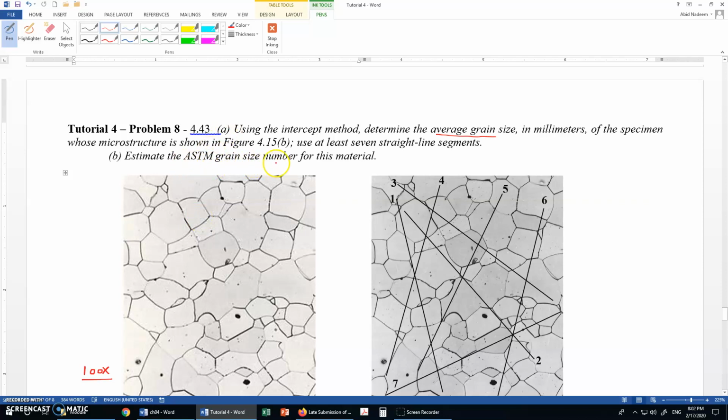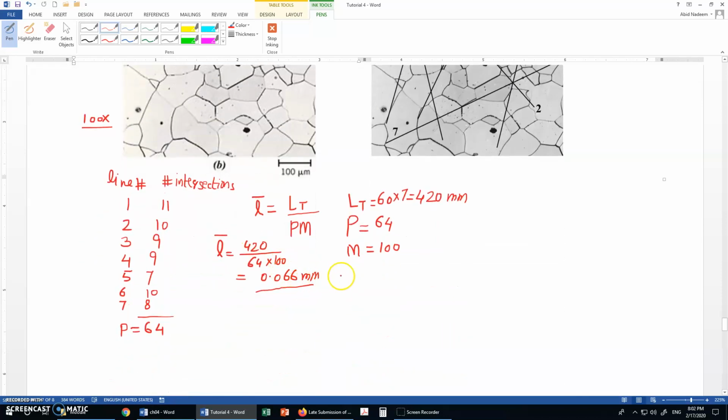Part B says to estimate the ASTM grain size number for this material. ASTM, the American Society for Testing and Materials, has given a formula for the grain size number, which is represented by G. The formula is G = -6.6457 log L bar - 3.298.